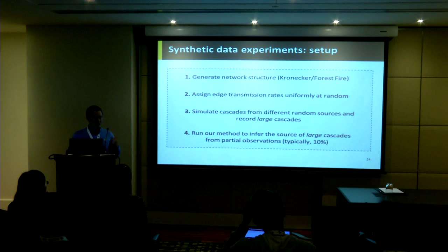And then what we're going to do is hide away many of these nodes. For each particular source, we're going to generate several sets of cascades. We hide away many of these nodes, only letting you observe 10% of the nodes in one cascade. 90% of the nodes are hidden. So now I ask you to find out the actual source. And then you can apply the optimization problem I just explained a few slides back.